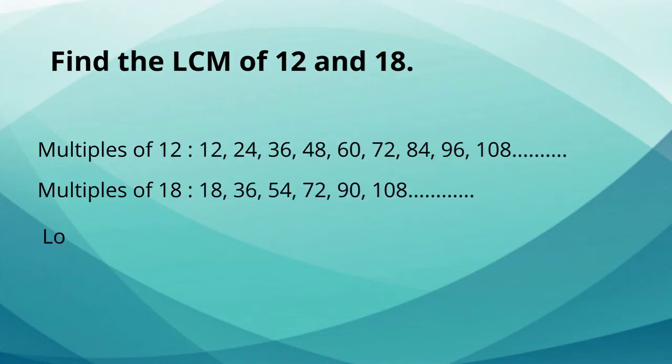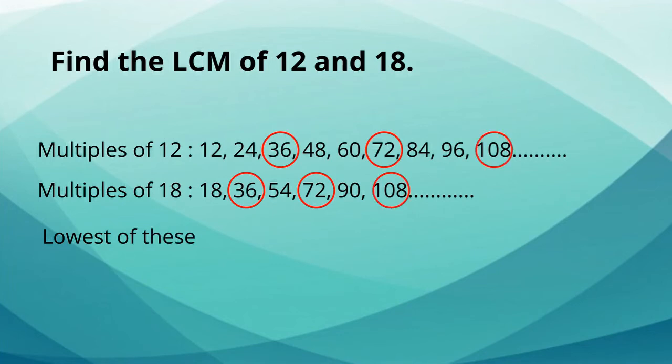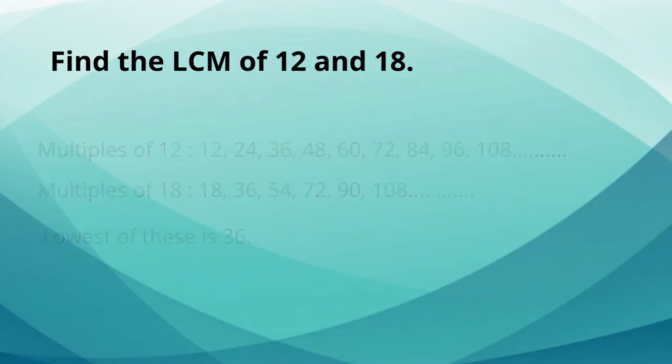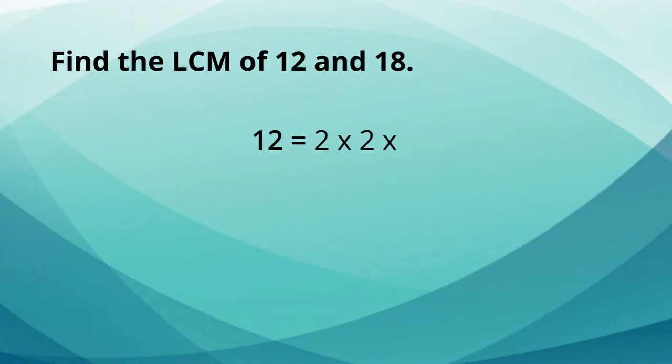We know that the common multiples of 12 and 18 are 36, 72, 108, etc. and the lowest of these is 36. Now, let us find the LCM of these two numbers by the prime factorization method. The prime factorization of 12 is equal to 2 multiplied by 2 multiplied by 3, and the prime factorization of 18 is 2 multiplied by 3 multiplied by 3.